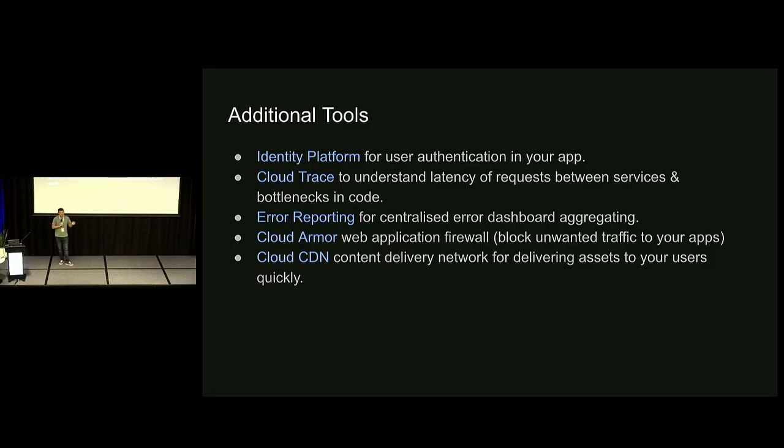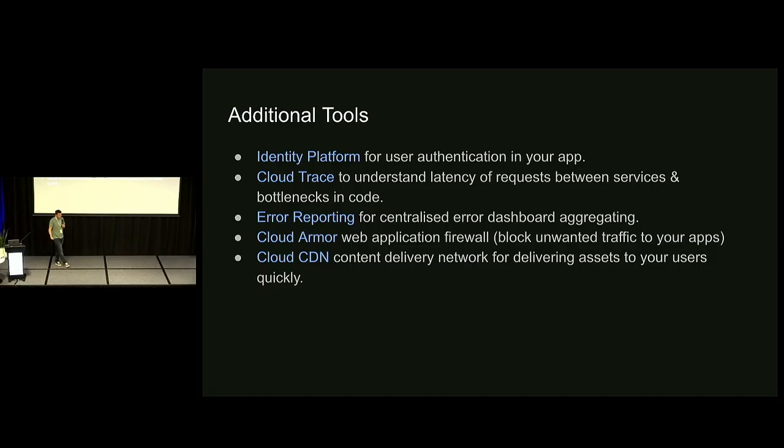Error Reporting is like your centralized error dashboard. If you're getting lots of errors in your apps and all different kinds of warnings and errors popping out, Error Reporting is a dashboard to show you all the different types of errors, how often they're appearing, when something was last seen, and any new errors that are showing up, which you might be able to correlate back to a change. So Error Reporting is very useful for that sort of stuff.